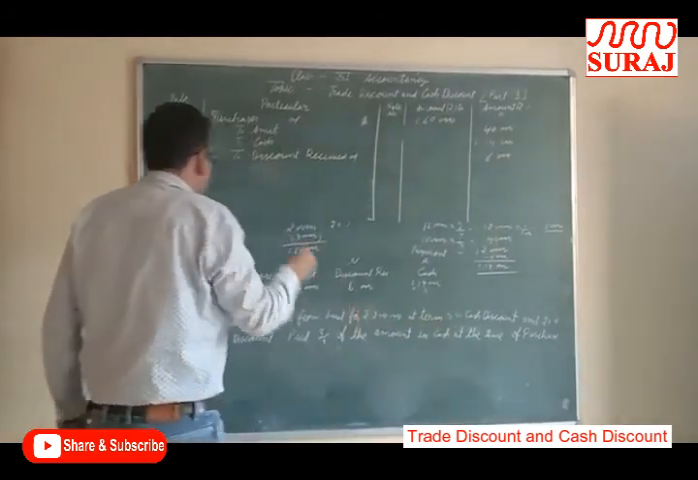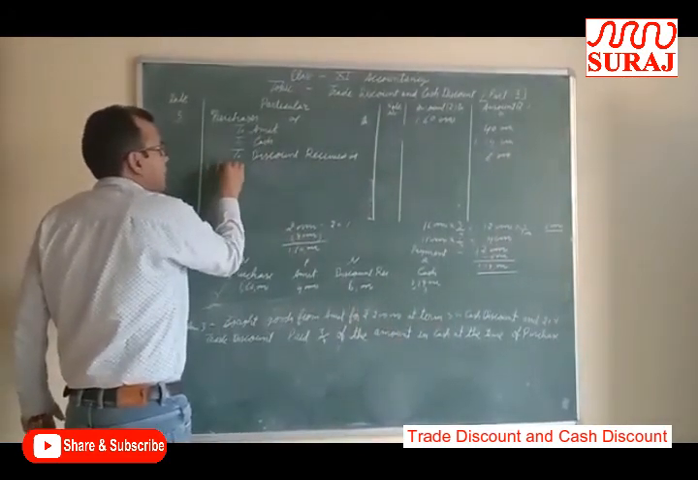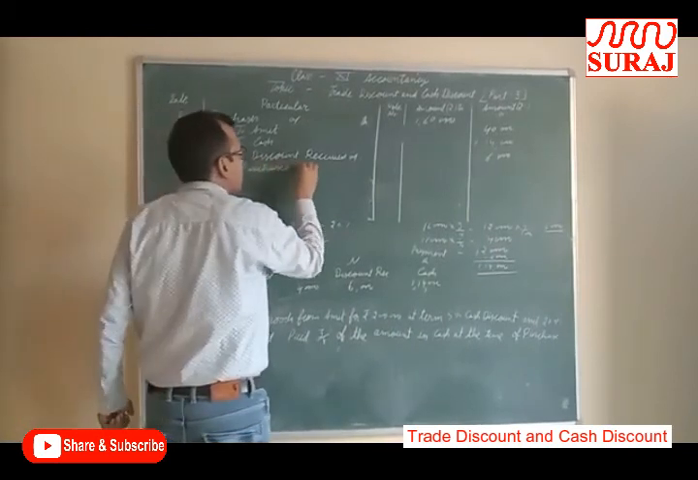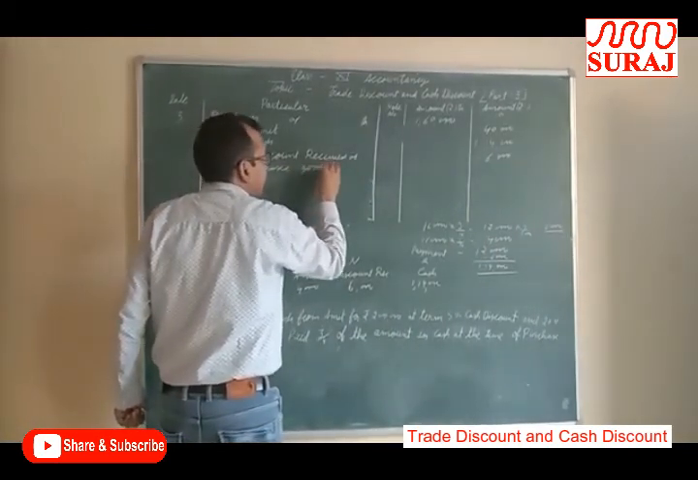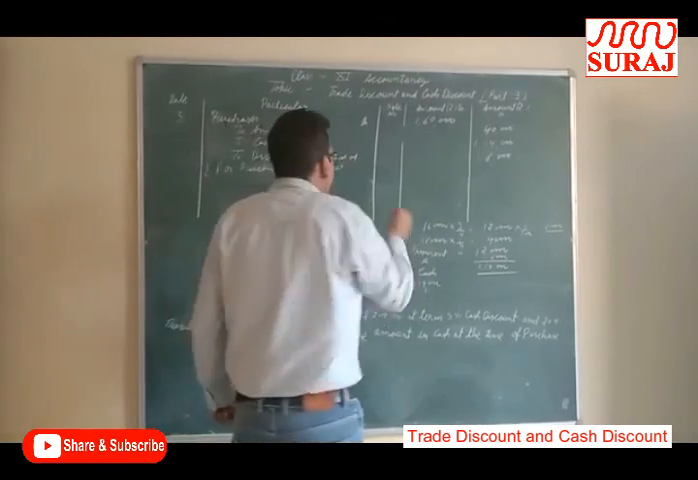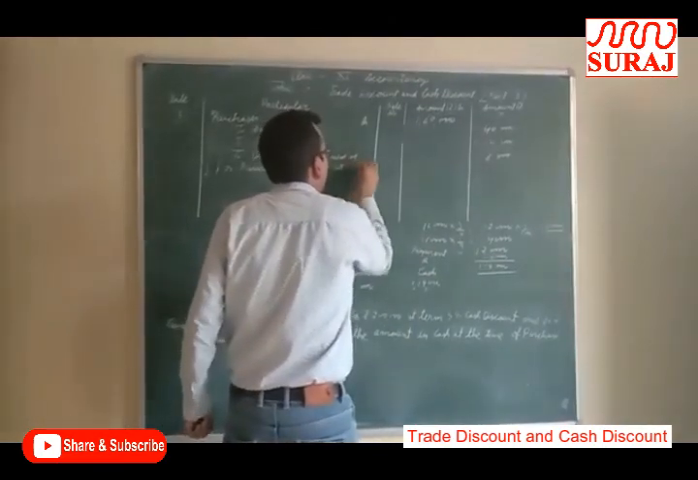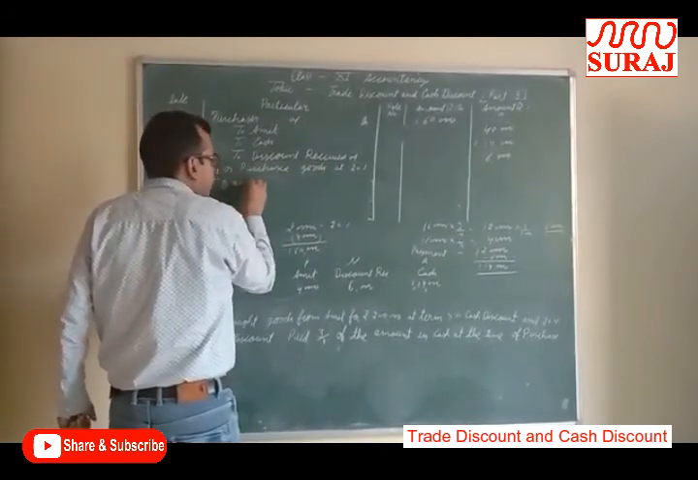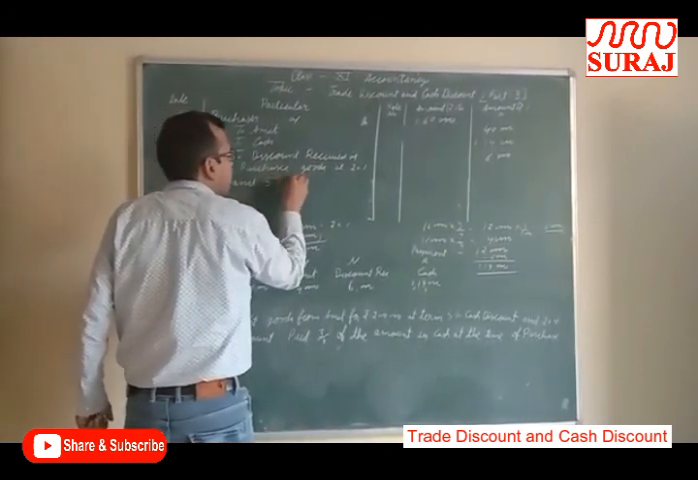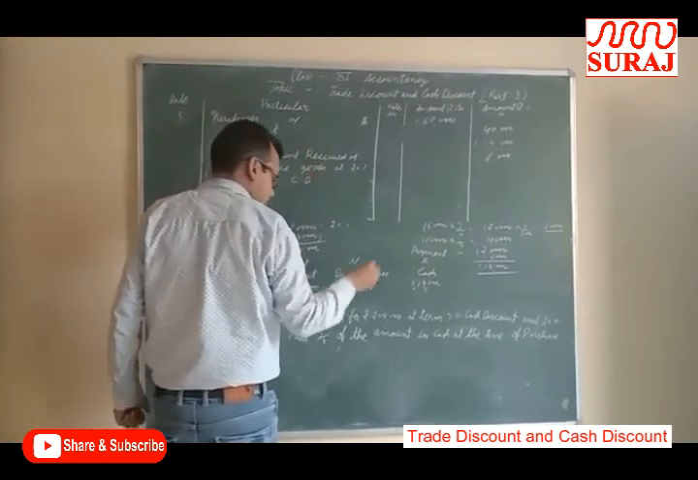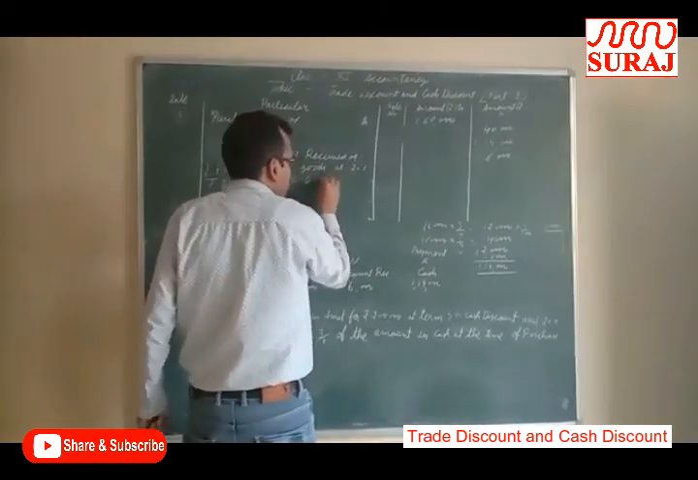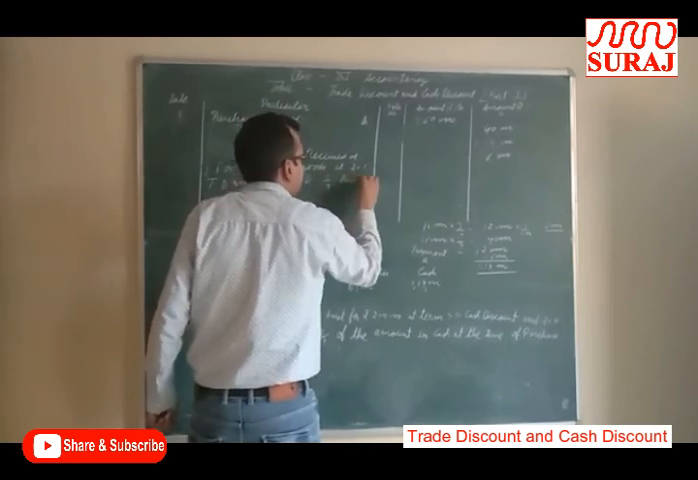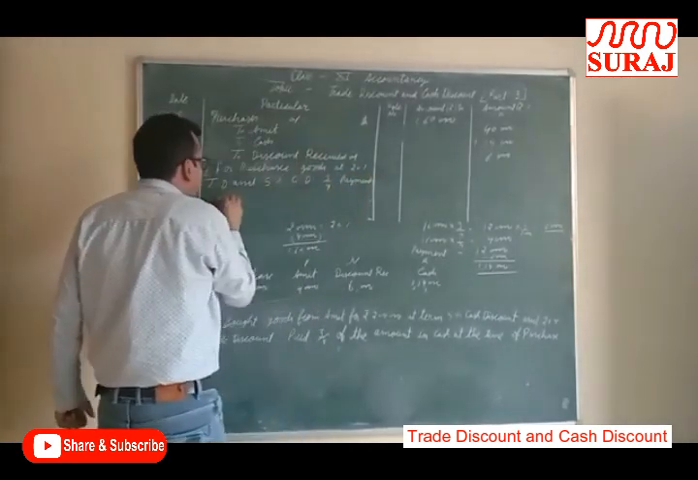Dear students, your narration will be: for purchase goods from Amit at 20% trade discount and 5% cash discount, 3/4 payment made in cash.